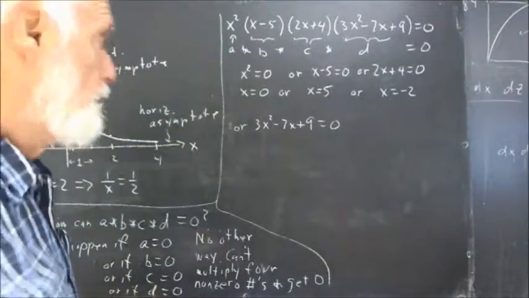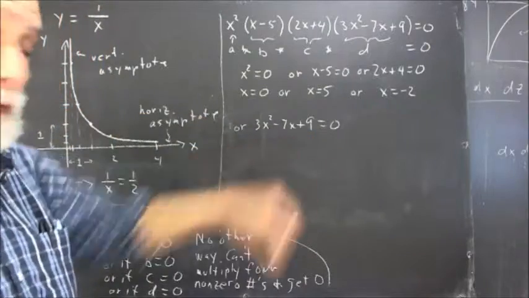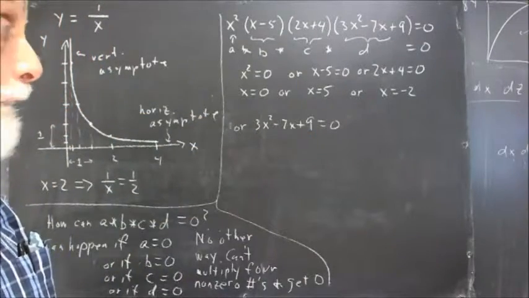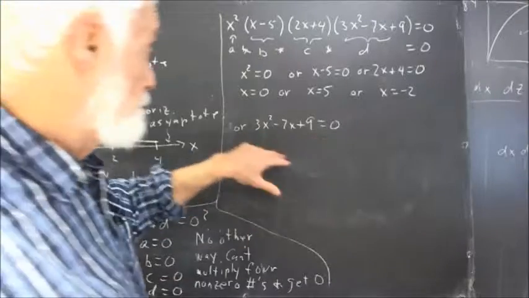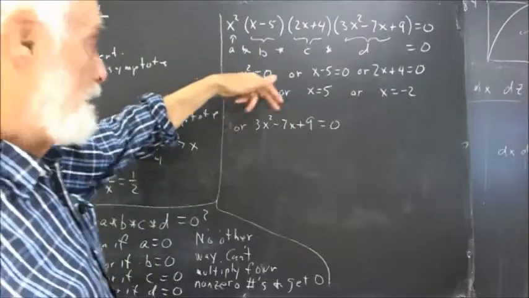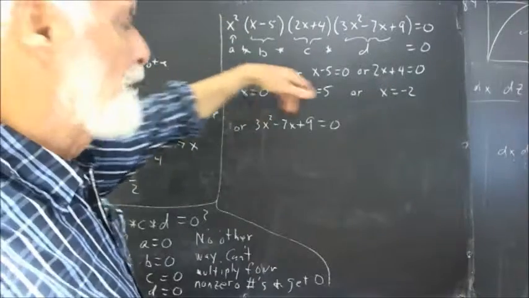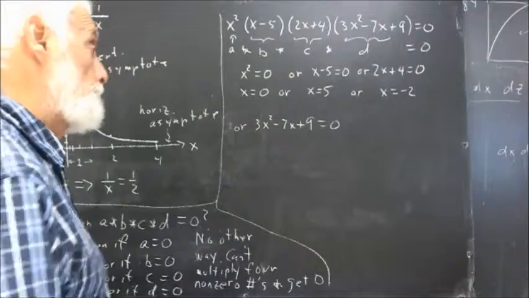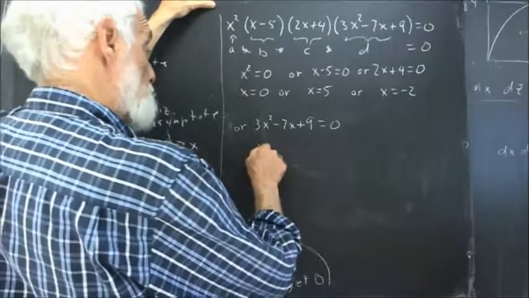Or this. Now, how can this equal 0? Okay, can you solve this equation? You ought to stop for a second and see if you can solve this. Okay, well, how do we solve this? Never say never, but with the coefficient of 3 here and a 7 here, 9 here, it's unlikely that this is going to factor. So let's try the quadratic formula.